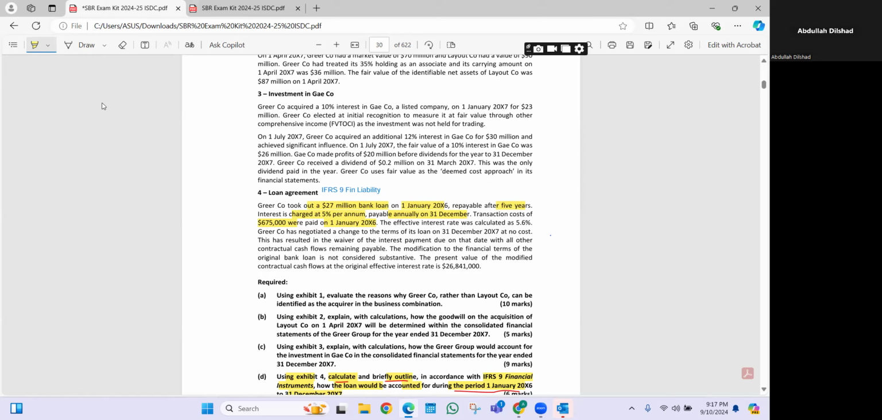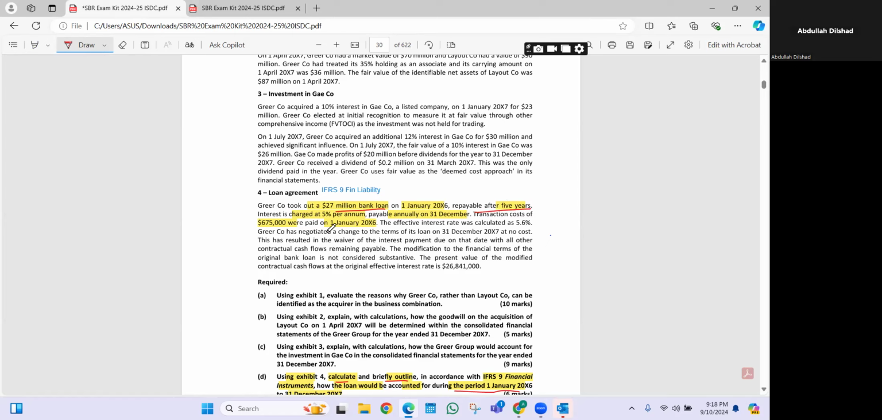If that transaction cost was for a financial asset, if it meets the criteria, we would either expense it off to P&L, or we could capitalize it. That is in terms of a financial asset. But in this particular question, they are referring to a financial liability. How do I know whether it's a financial liability? We are taking a bank loan, and we have a contractual obligation to pay in 5 years. So this meets the criteria of a financial liability.